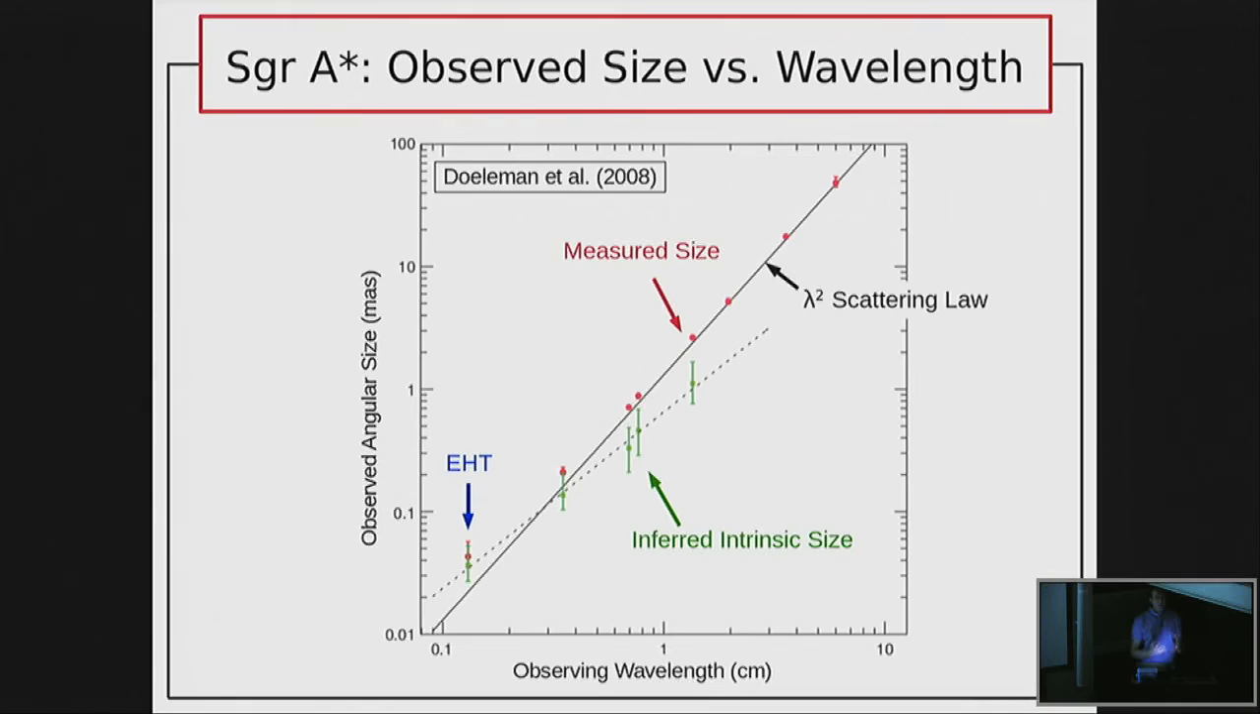What you'll notice, though, is that as you push to shorter and shorter wavelengths, all of a sudden the size that you're measuring breaks from that lambda squared. That's because the intrinsic structure of the source is poking out. This is the motivation for things like the Event Horizon Telescope, which are projects aiming to image Sag A star in regions that aren't completely dominated by the scattering.